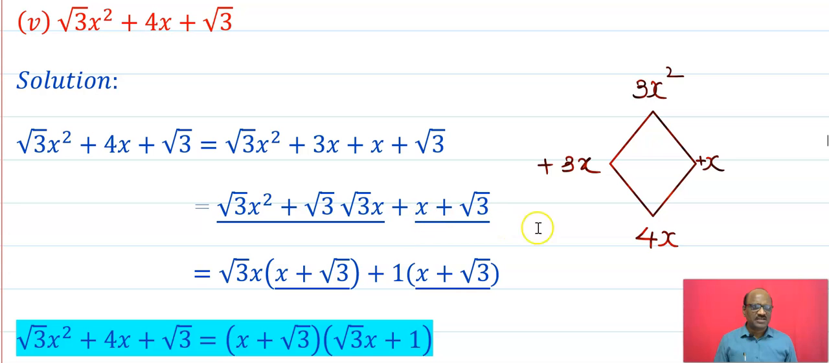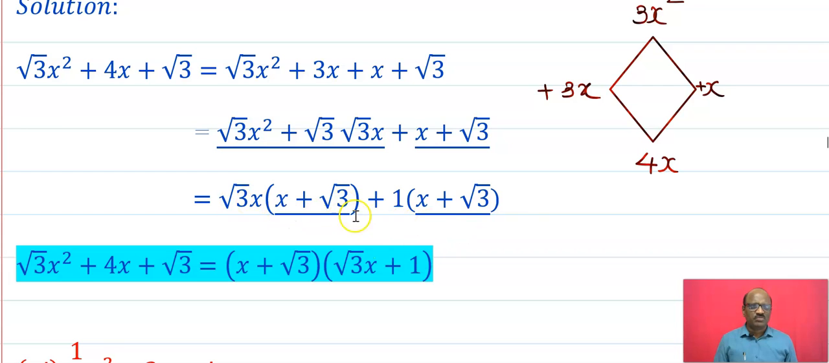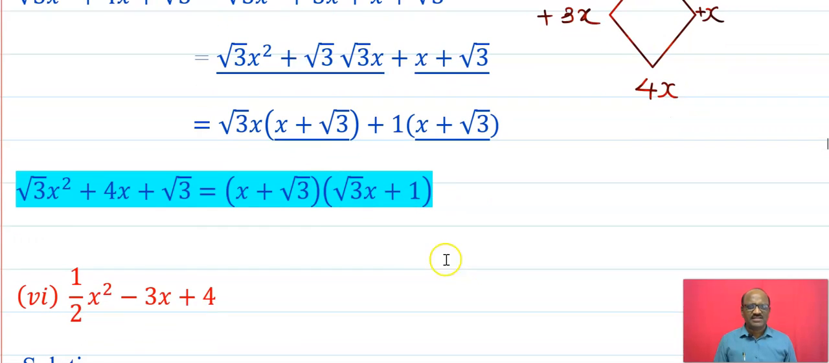नंतरच्या दोन टर्म्स मधून काहीच कॉमन नाही म्हणजेच 1 कॉमन घेत असतो आपण. 1 in bracket x plus root 3. Again take the common from these two. What is the common? X plus root 3. What is the remaining? Root 3x plus 1. And in this way we have factorized root 3x square plus 4x plus root 3 is equal to in bracket x plus root 3, in second bracket root 3x plus 1.